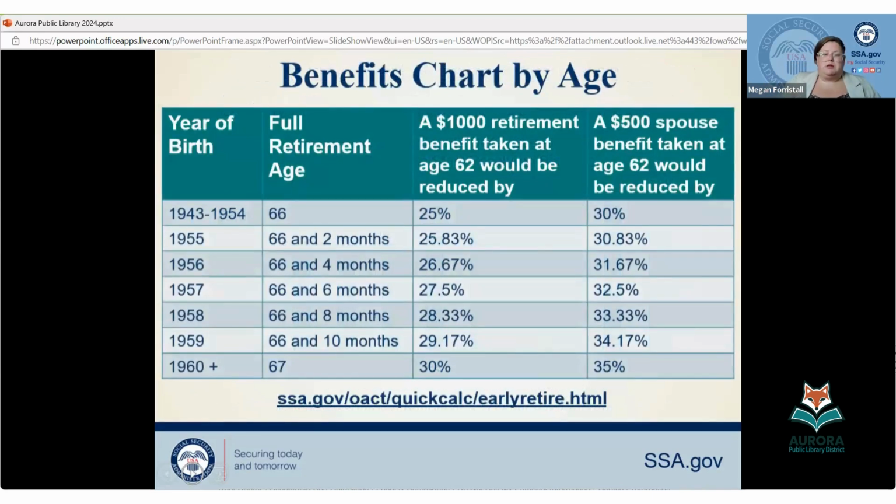Now, full retirement age has actually been increasing. So it's possible that your full retirement age is younger than 67. But if you were born in 1960 or later, like myself, my full retirement age is 67. Should I go ahead and take it at 62, I'm going to have a 30% reduction on the monthly check I'm receiving. Some people right now are still in that middle ground, maybe 66 and 8 months, 66 and 10 months. That's the full retirement age. So, of course, in that situation, they're going to see less of a hit from taking it at age 62.